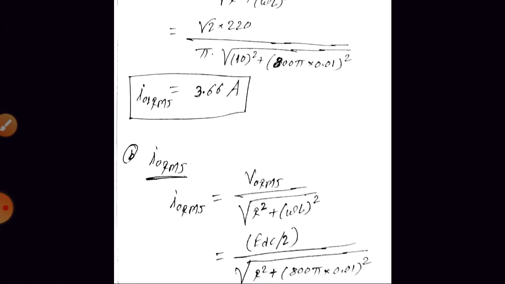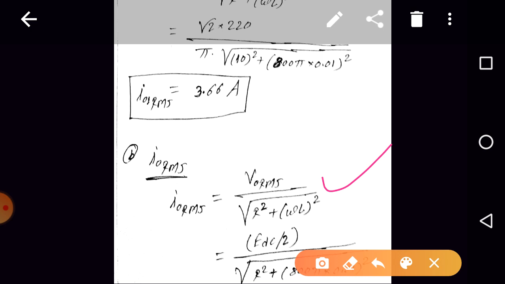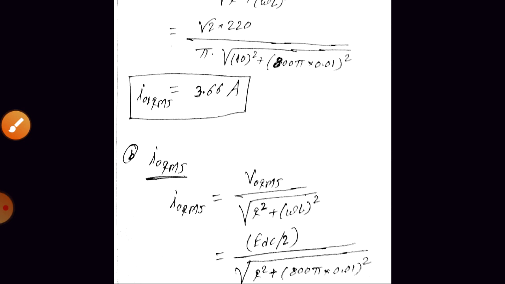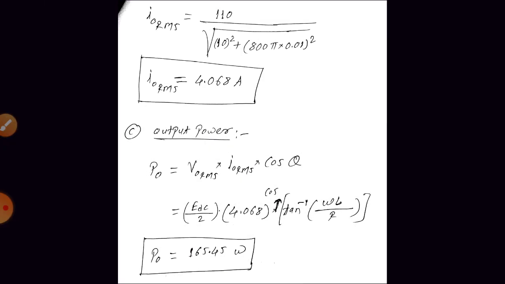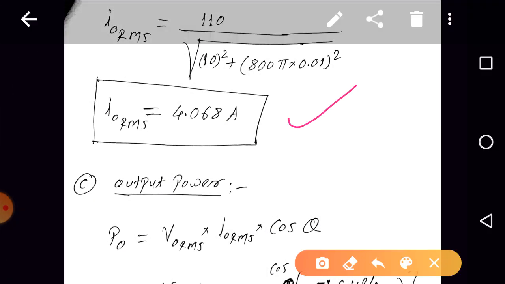Next, I0 RMS. I0 RMS is V0 RMS divided by under root R square plus omega L bracket square, right? Because while finding the I0 RMS, we consider it as omega L, because it is a steady state operation, a normal calculation of an AC circuit. What is V0 RMS? We have a square wave, so the RMS value is EDC by 2, right? After putting the values you will get I0 RMS as 4.068 ampere.